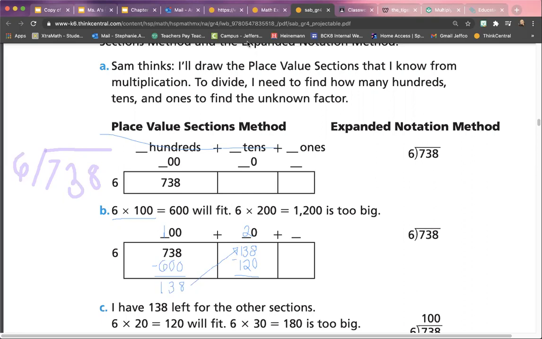So if I was to do 6 times 30, I'd be at 180. It would be too much. So same thing here. I want to get as close as I can without going over. 20 is as close as I could get.